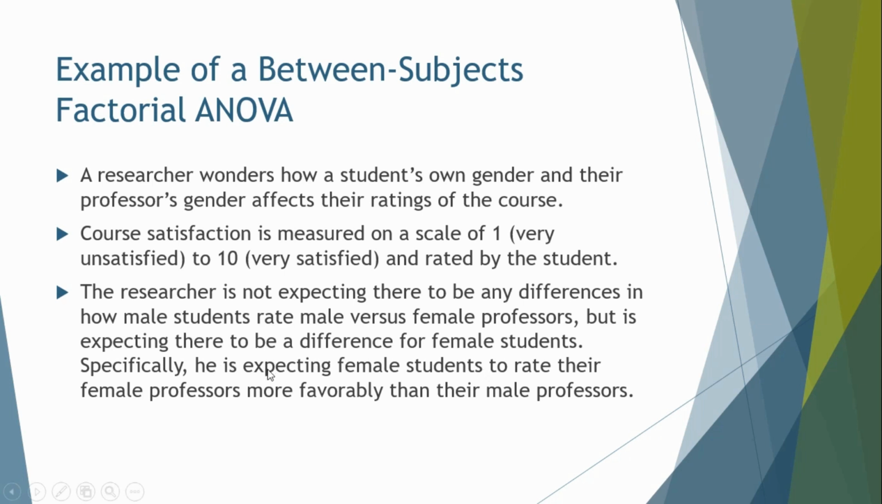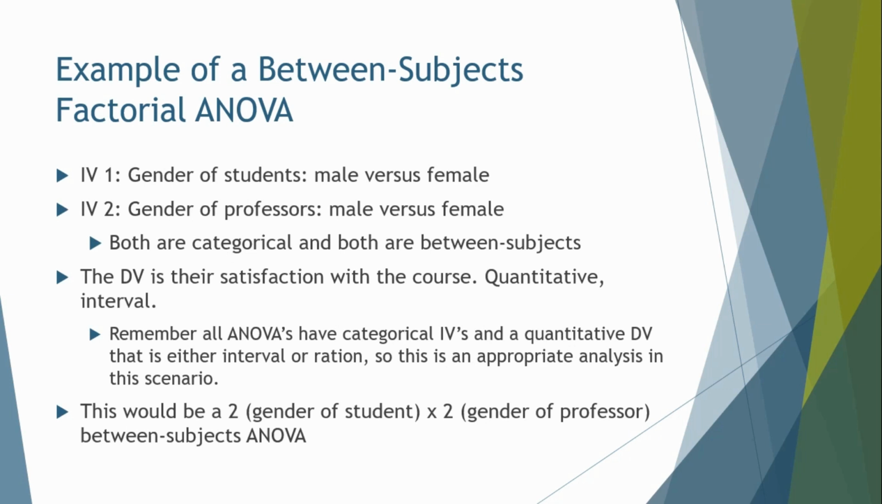So this sentence right here implies that there's kind of an interaction going on, okay? Because it's looking at the combined elements. So when you're female, okay, there will be a difference between how you rate female and male professors, okay? Or rate the course with female and male professors. So our first IV is the gender of the students, which is male versus female. And our second IV is the gender of the professors, male versus female.